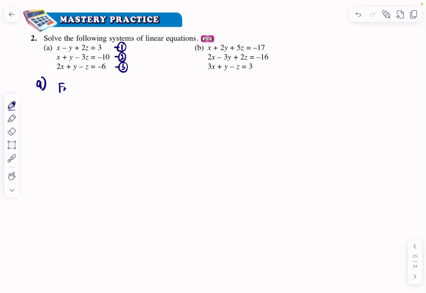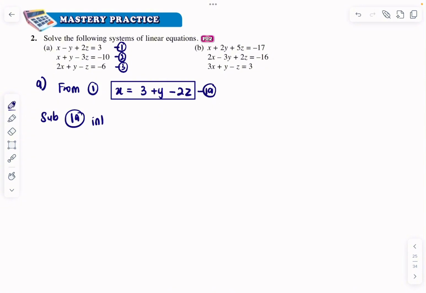So we can say from equation 1, x equals to 3 plus y minus 2z. And let's call this equation 1a. This is a modified equation of 1. So then we can substitute this equation 1a into equation 2, and we can also substitute equation 1a into equation 3.